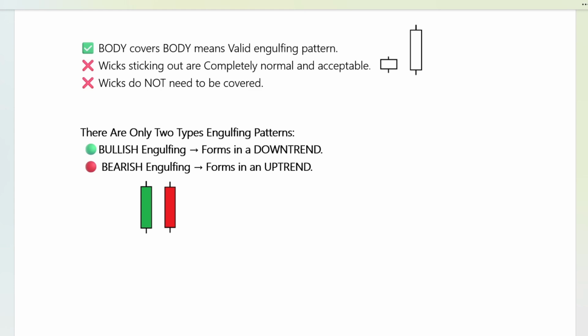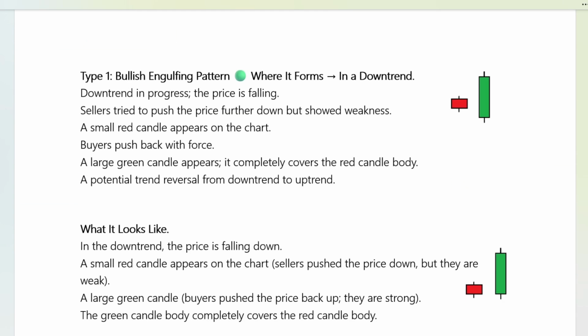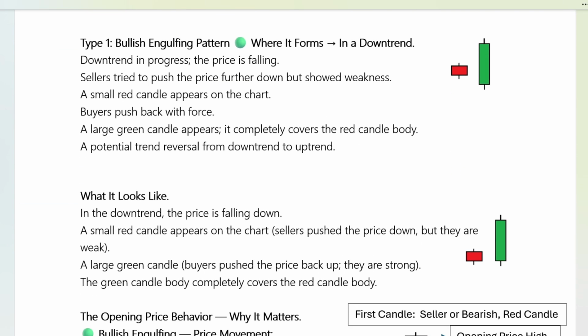There are only two types of engulfing patterns. Bullish engulfing forms in a downtrend. Bearish engulfing forms in an uptrend. Type 1, bullish engulfing pattern, where it forms in a downtrend. Downtrend in progress, the price is falling. Sellers tried to push the price further down but showed weakness.